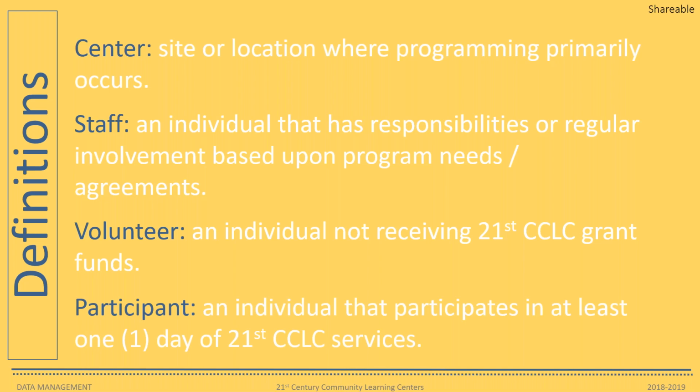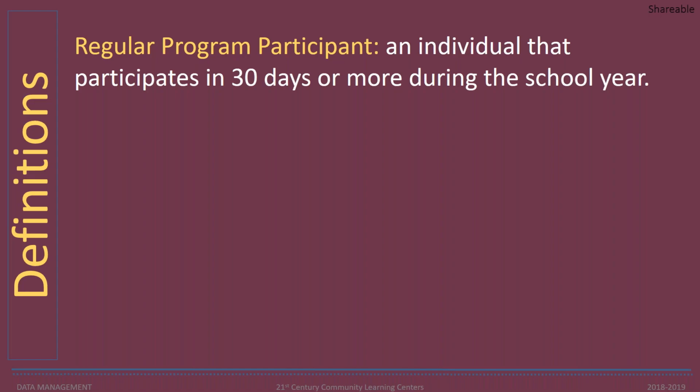Participant: an individual that participates in at least one day of 21st CCLC services. Now, be aware, a student may fill out an enrollment form, however, they are not a participant until they actually show up to the program. Attendance is key to being a participant of 21st CCLC. Regular program participant: an individual that participates in 30 days or more during the school year.